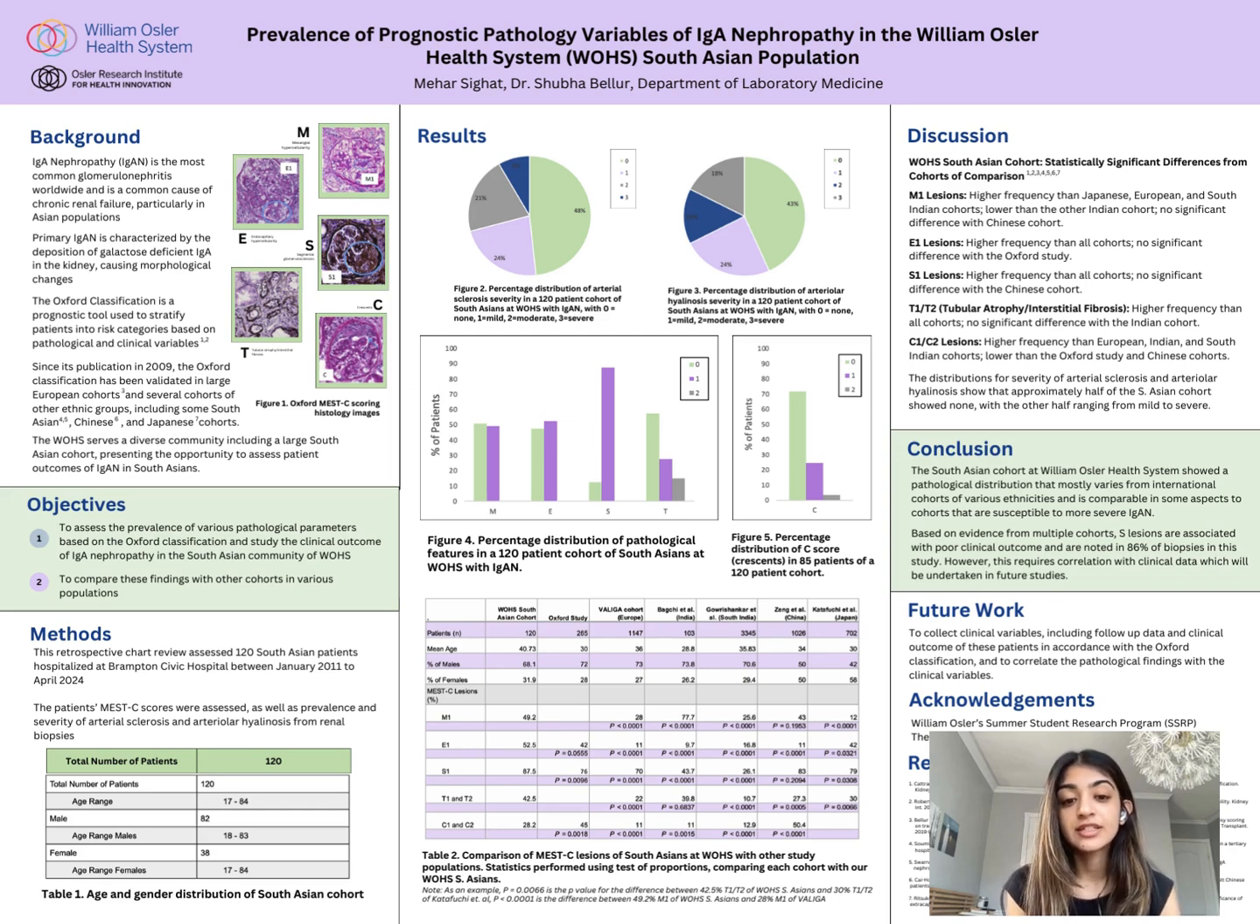In conclusion, the South Asian cohort at William Osler Health System showed a pathological distribution that mostly varies from other international cohorts of various ethnicities, and it's comparable in some aspects to cohorts that are susceptible to more severe IgA nephropathy, including the Indian and Chinese cohorts of comparison. Also, evidence from many studies shows that S lesions are associated with poor clinical outcome, and they're noted in 86% of biopsies in our study.